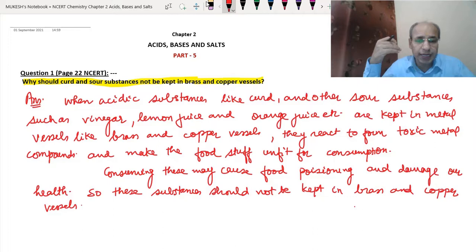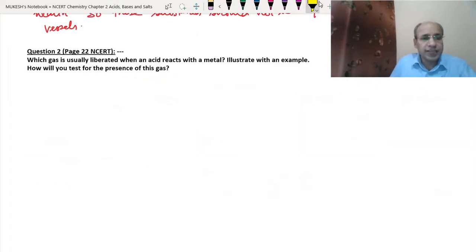Now let's do the next question. In the next question, which is also from the NCERT book: which gas is usually liberated when an acid reacts with a metal? Illustrate with an example, and how will you test for the presence of this gas?